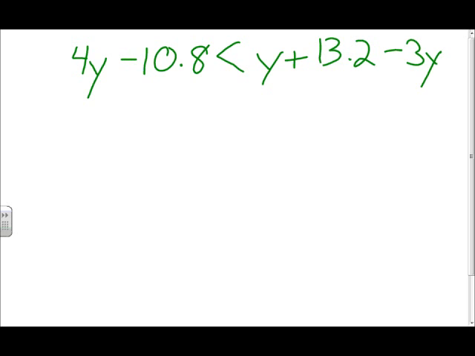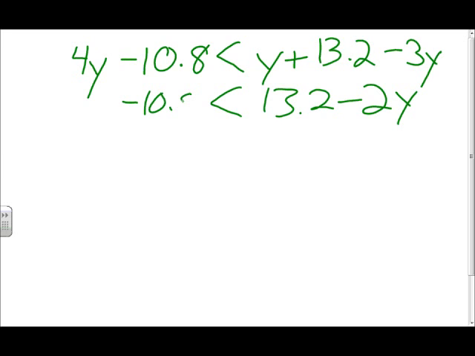Hello, this is Ben, and I'm going to be completing the next problem. So here we have an inequality that says 4y minus 10.8 is less than y plus 13.2 minus 3y. So what you want to do is simplify this. So first what you would do is you would make this into 13.2 minus 2y, and then you would bring down everything else, and then it would be like this.